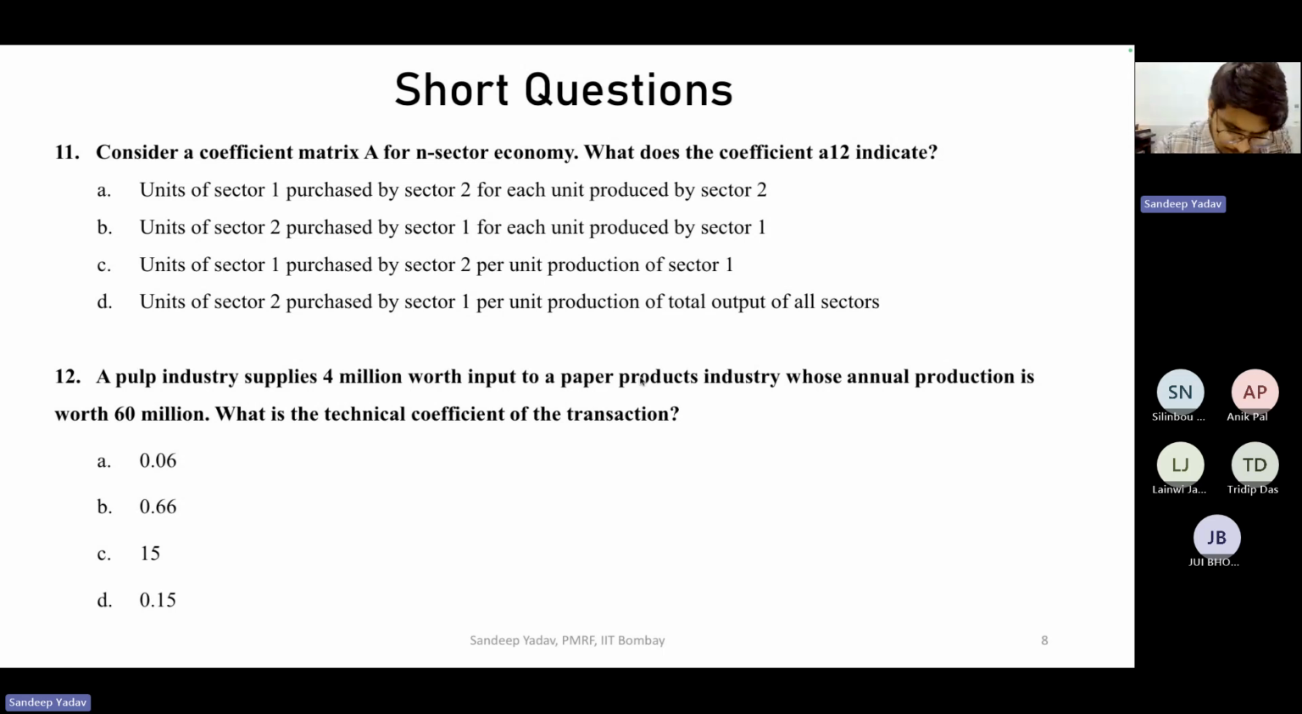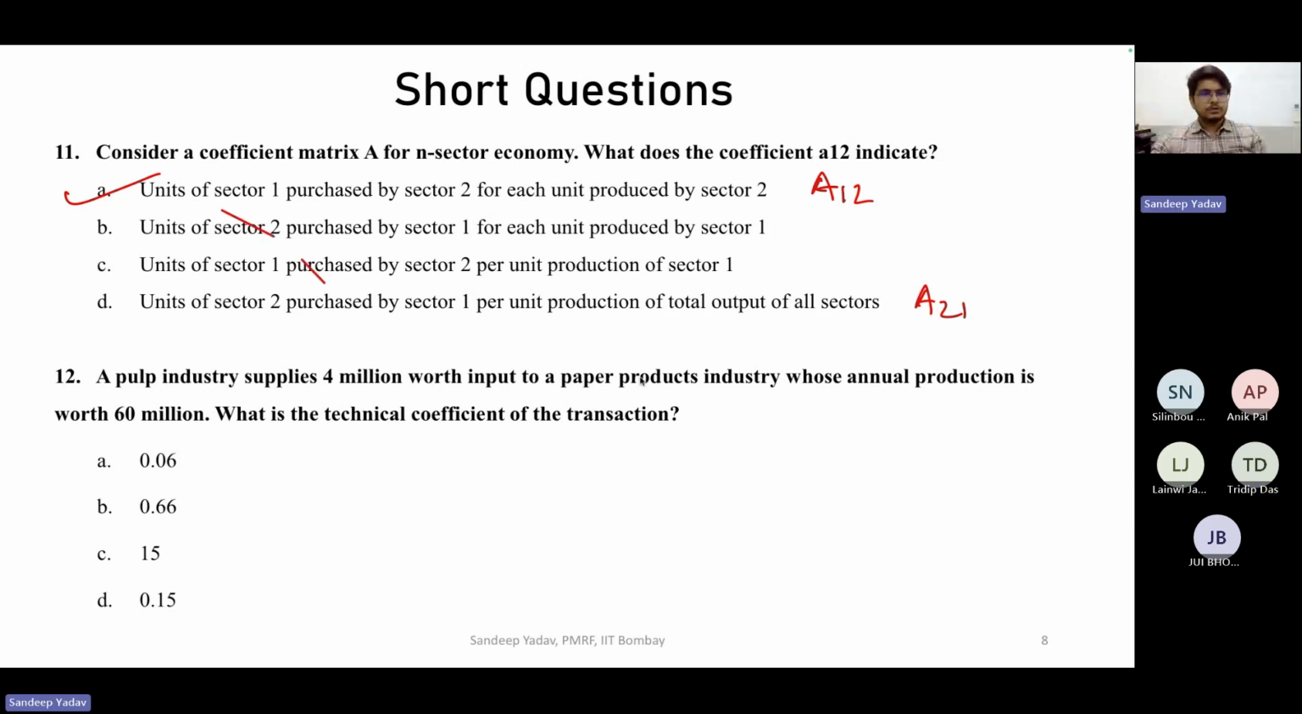So that's a straightforward answer. That is A12. This is A21. This is also something that when we solve this detailed question, then you will find this type of questions are very basic.